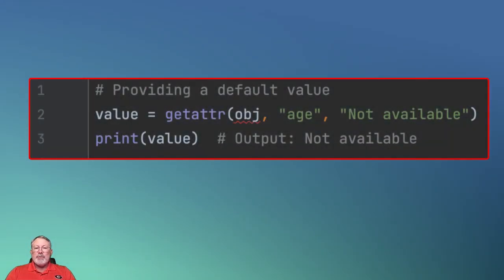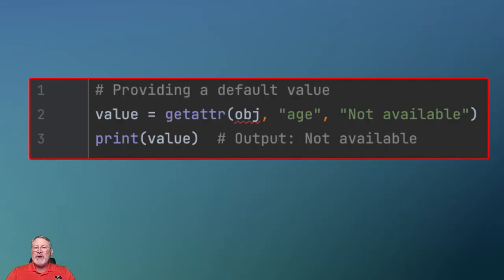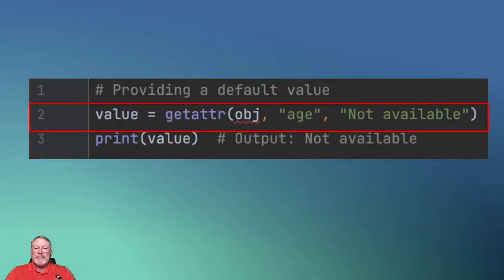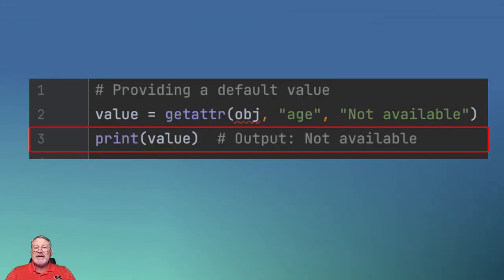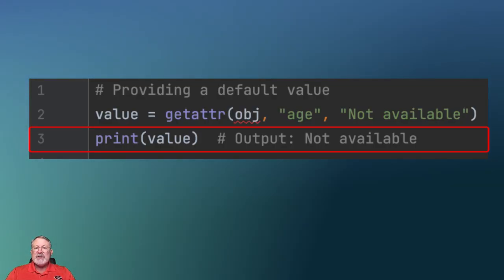You can also provide a default value to avoid errors when an attribute doesn't exist. Here we provide the default value "Not available". In this example, getattr returns "Not available" because the age attribute doesn't exist on the object.